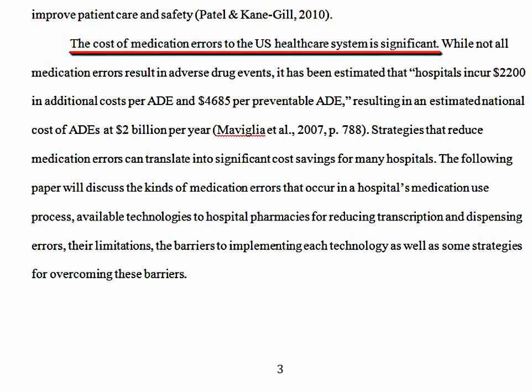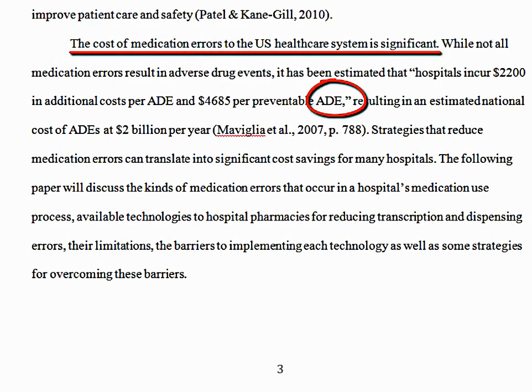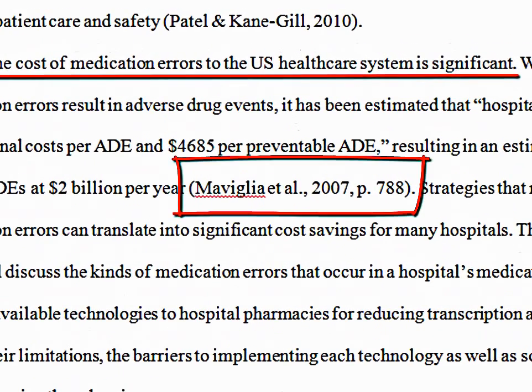While not all medication errors result in adverse drug events, it has been estimated that, quote, hospitals incur $2,200 in additional costs per ADE and $4,685 per preventable ADE, end quote, and notice that the comma goes inside the quotation marks, resulting in an estimated national cost of ADEs at $2 billion per year, and there's the in-text citation for those statistics. Notice that we have Maviglia et al. 2007, page 788.